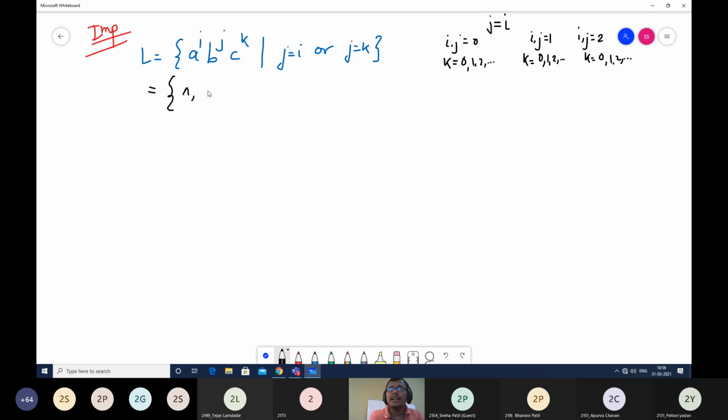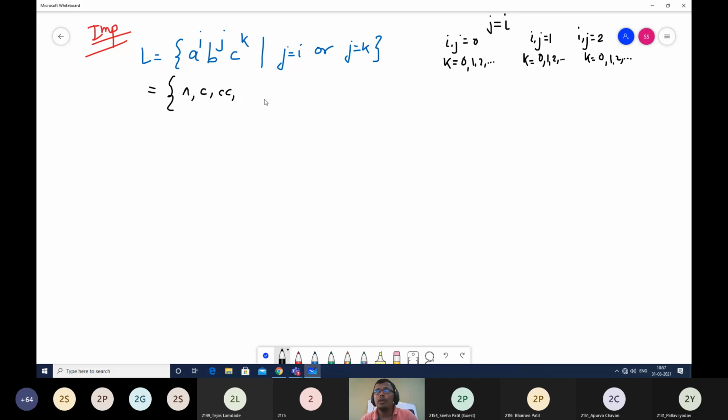Now I and J are still 0, but K is 1. So the string will be C, because K is 1 means K is nothing but power of C. So I'll have 1 C, or I may have 2 C's. Are you getting this? So these 3 strings which I have written here, I is equal to J, that is nothing but J is equal to I, and the value of I and J are 0, with the value of K as 0, 1 and 2.